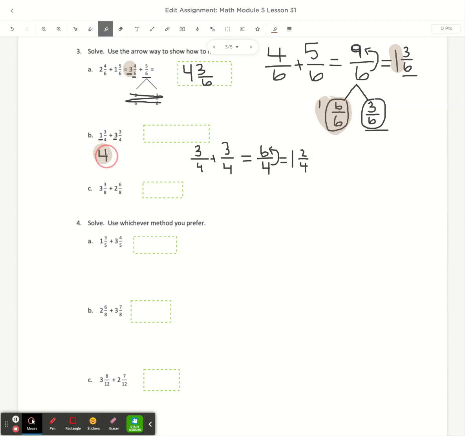Now my last step to figure out my entire answer is to add those whole numbers together. So I have 4 plus 1. I know that that equals 5. And then I write that fraction part and just tack it on to the end. So 5 2/4.